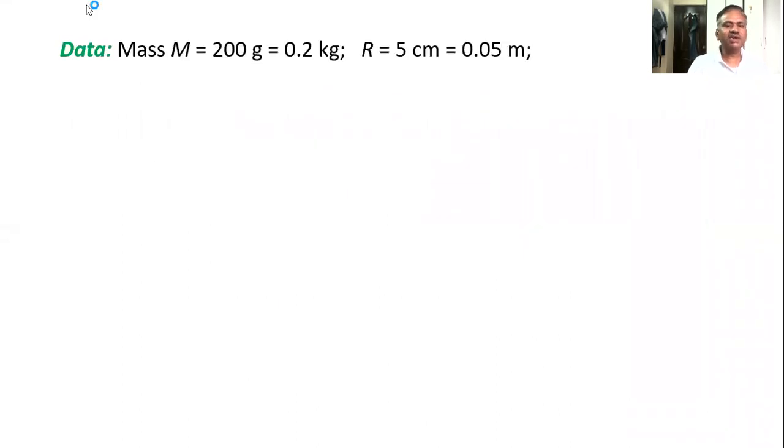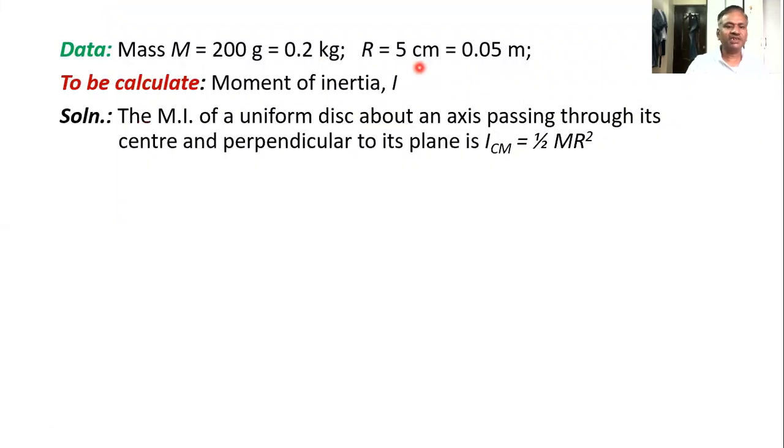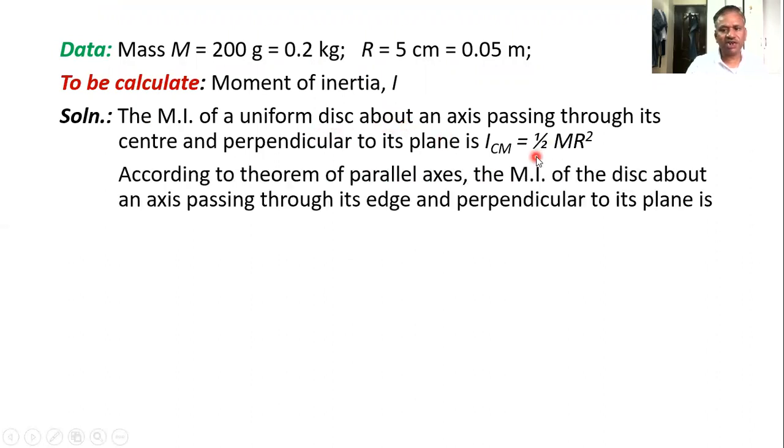Okay, mass is given. What is the value of mass here? The mass is 200 gram. You need to convert it to kg, and the radius is given here. Next, moment of inertia. The moment of inertia about an axis passing through its center, the formula is what? 1 by 2 m r square directly.